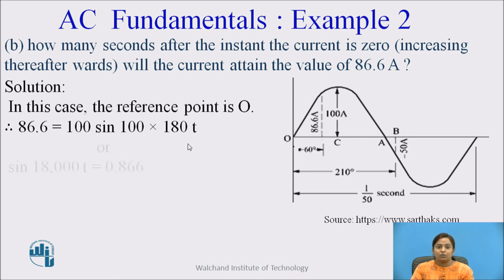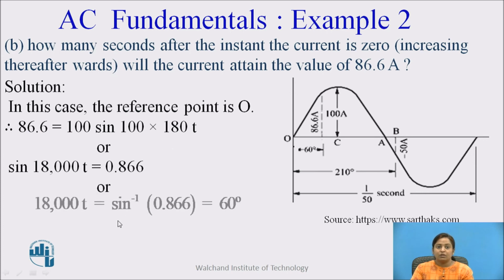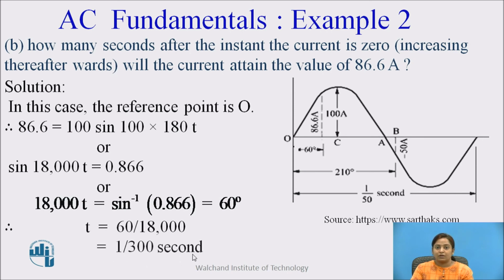Okay, so substituting this, we get 18,000 t is equal to sine inverse of 0.866, which is equal to 60 degree. So t is equal to 60 by 18,000, which is equal to 1 by 300 second. Okay, at this point we get the time as 1 by 300 second.